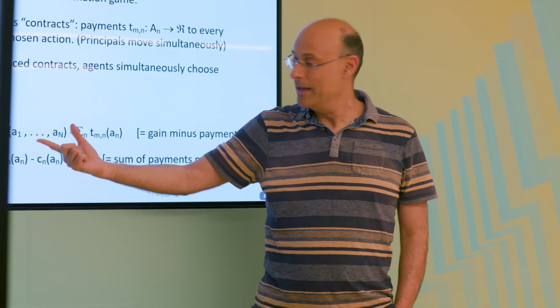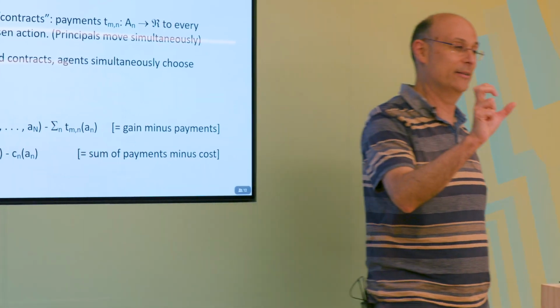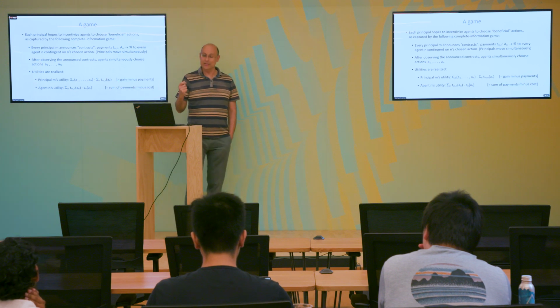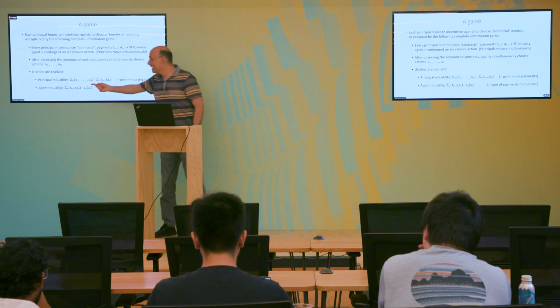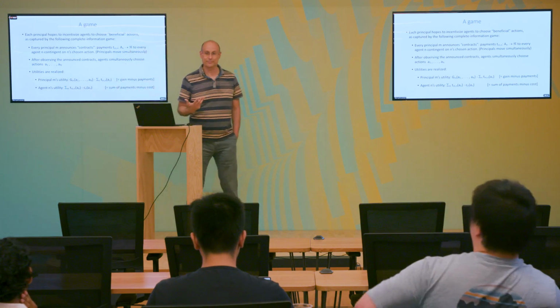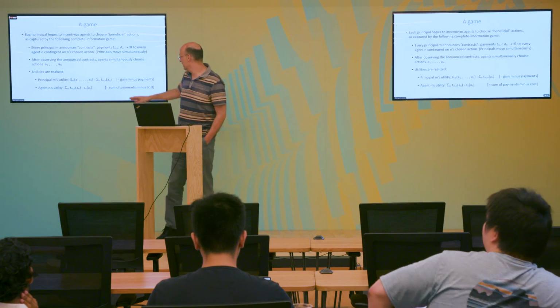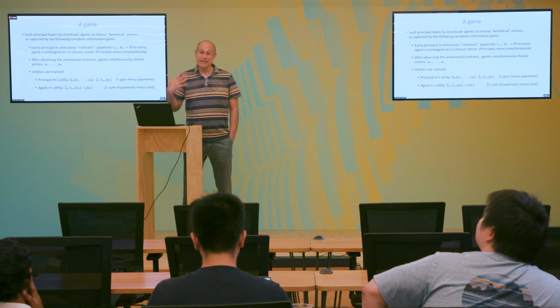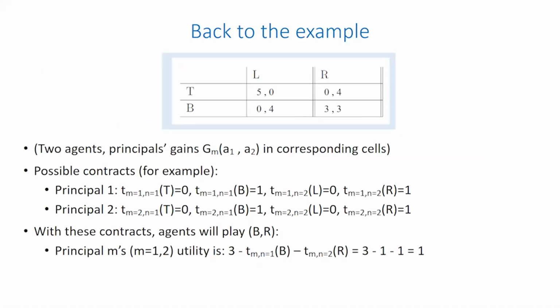And then we have utilities being realized. The principal's utility is the gain from the combined tuple of actions minus the sum of payments. And the agent's utility is the net gain. So it's the sum of payments from all of the principals minus the cost of the action. This is the agent's utility, which is not present in the picture, but it depends on the contracts. So for example, if you go back to this example, then we could see the following possible contracts.